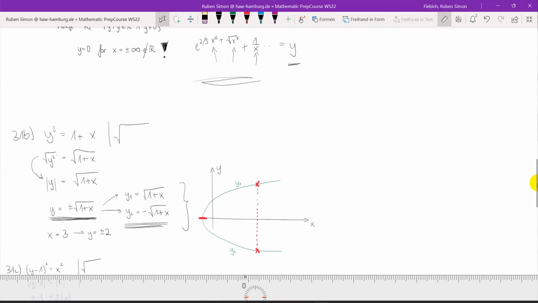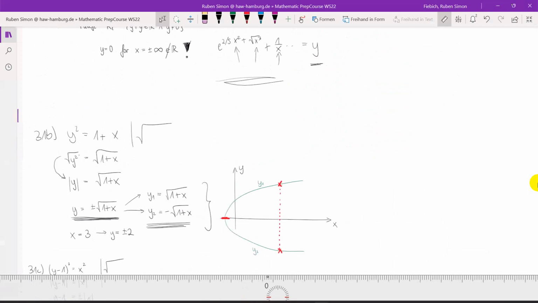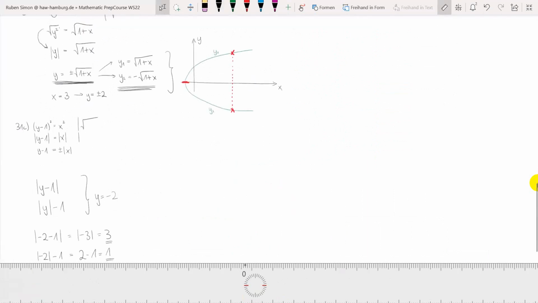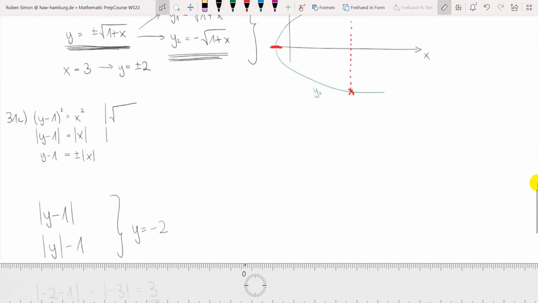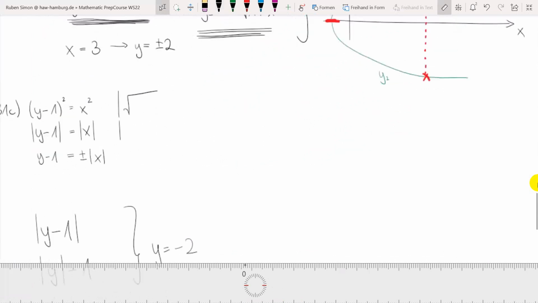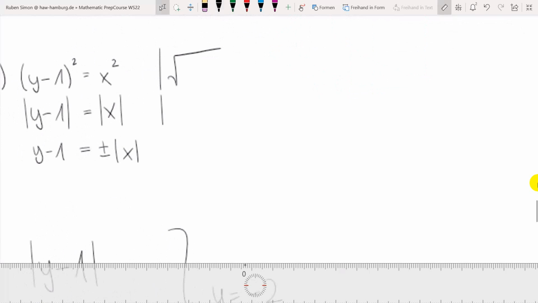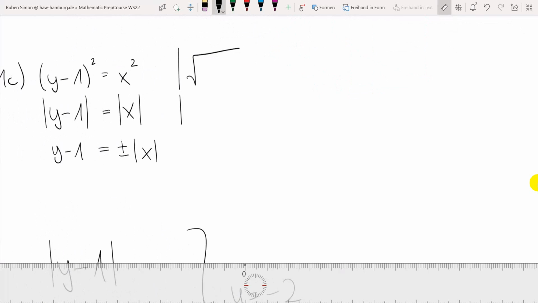Okay. Did you get the reason why, or how, I could do this step? Any question about this step? Does not seem to be the case. Okay, so what do we have to do now? Now it's easy. Next step.